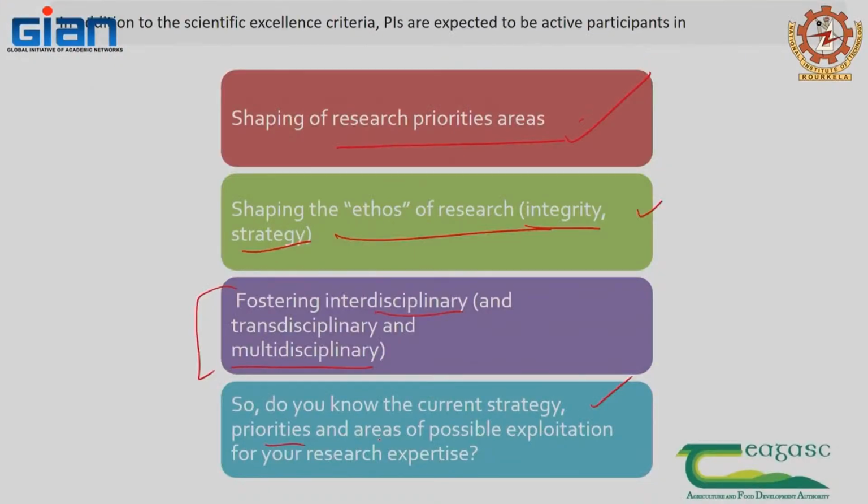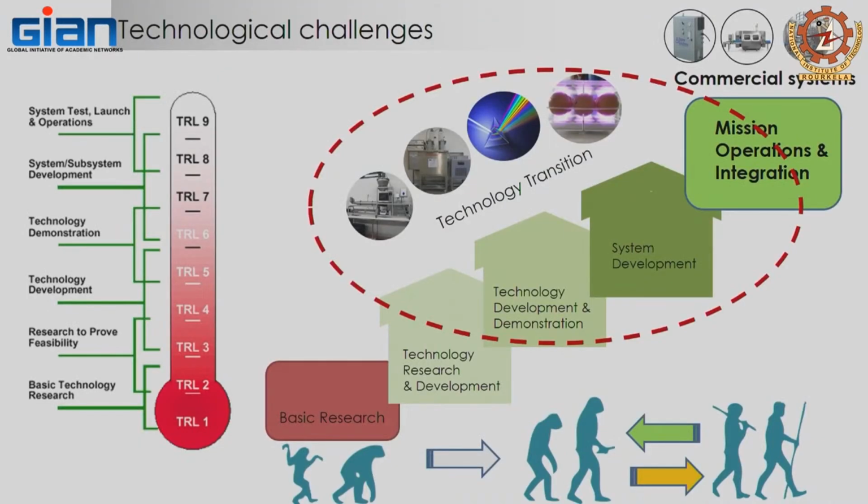You either get convinced or convince. There is nothing in between. Either you convince somebody to do something or you get convinced. So you should know what your current strategy is. Prioritize areas of possible exploitation for your own research expertise. So these are pretty much the same, and it comes to how we can achieve scientific excellence.